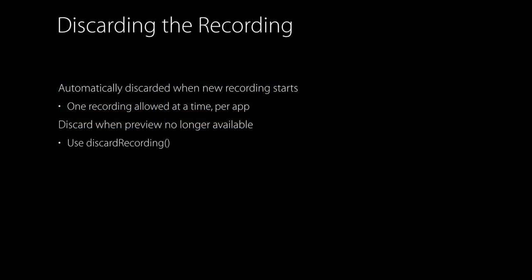Now finally, when we're done with the recording and we know that we no longer need it, it's good practice to discard that recording. Now ReplayKit will automatically discard the previous recording when a new recording begins. This is because only one recording is allowed at a time per app. You can also explicitly discard the recording when you know that the preview will no longer be available. For example, maybe at the end of a level, there could be no more opportunity to present a preview. So now you can explicitly discard it by calling RPScreenRecorder's discardRecording method.